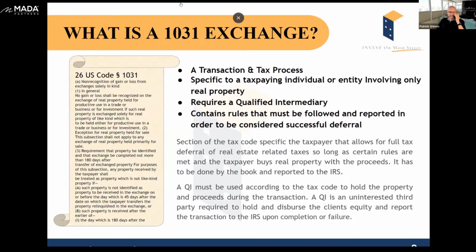I went ahead and included the tax code here. It is United States IRS tax code, right? So if you're trading things in Canada, this is not applicable. But if you have an entity in the United States and you're trading with an entity within the United States to another property, then it can be applicable to you.